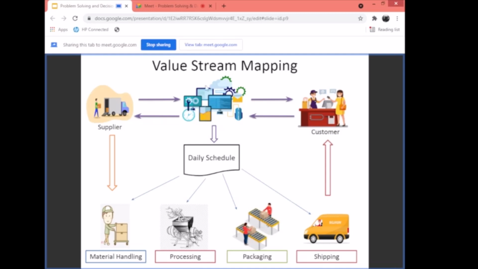So you know already how many materials you're going to need from the overseas procurement. You need LC, you need PO, purchase order, etc. So you need the IPPC to know the daily schedule in terms of material handling, in terms of processing, in terms of packaging, in terms of shipping.